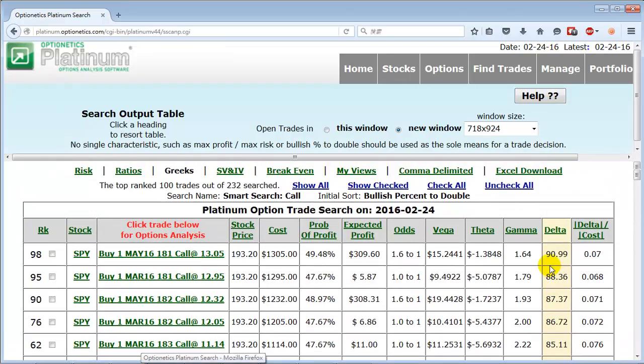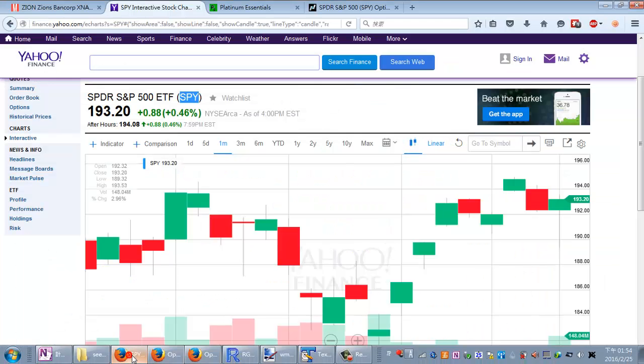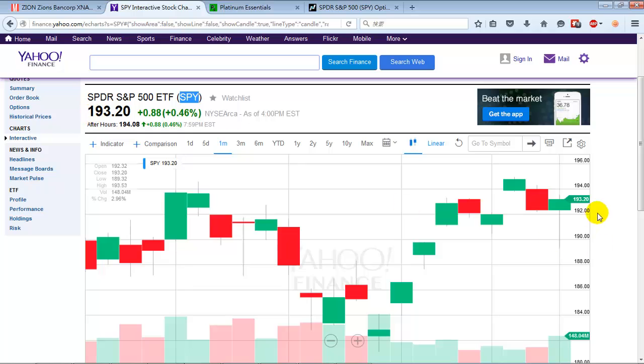I said there are two ways to explain it. I just explained it in probably the most intuitive way. The other way to define delta is the probability that this call will be in the money by the expiration date. So here is May as the expiration date. The delta is 91. So what we know is that the stock SPY has a 91% probability of being over $181 by May 2016. And that makes pretty clear sense because it's above this.